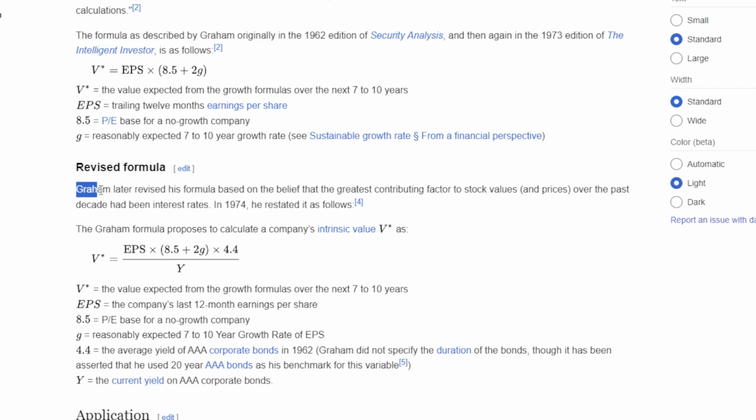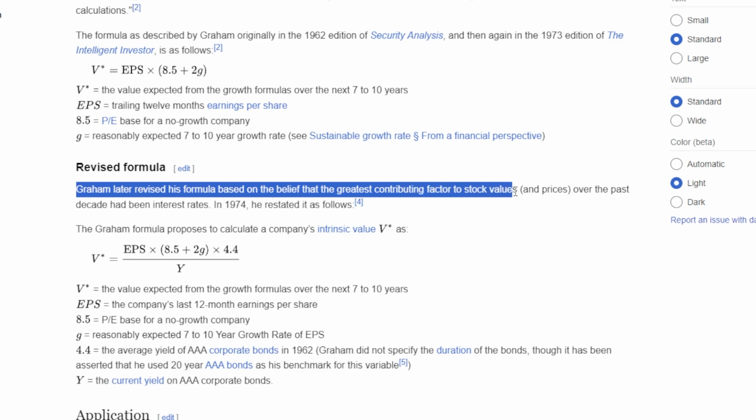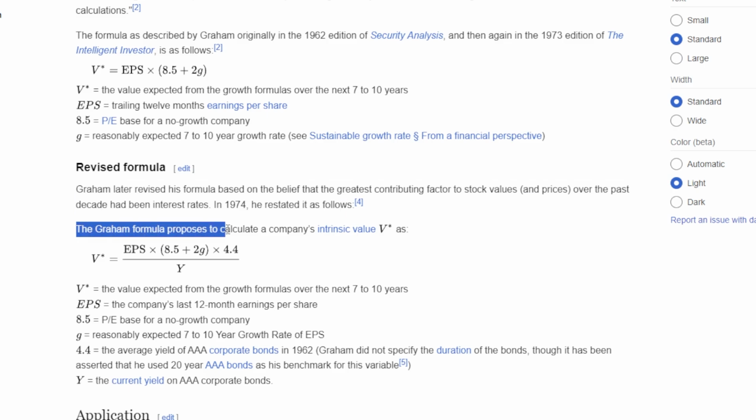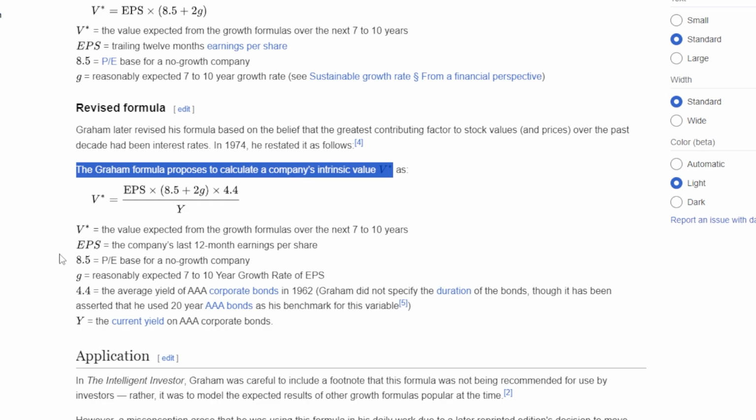Now also the revised formula. Graham later revised his formula based on the belief that the greatest contributing factor to stock values and prices over the past decade had been none other than interest rates. In 1974, he restated it as follows. The Graham formula proposed to calculate a company's intrinsic value, or V, as V equals EPS times (8.5 plus 2G) times 4.4, and then this is going to be divided by Y.